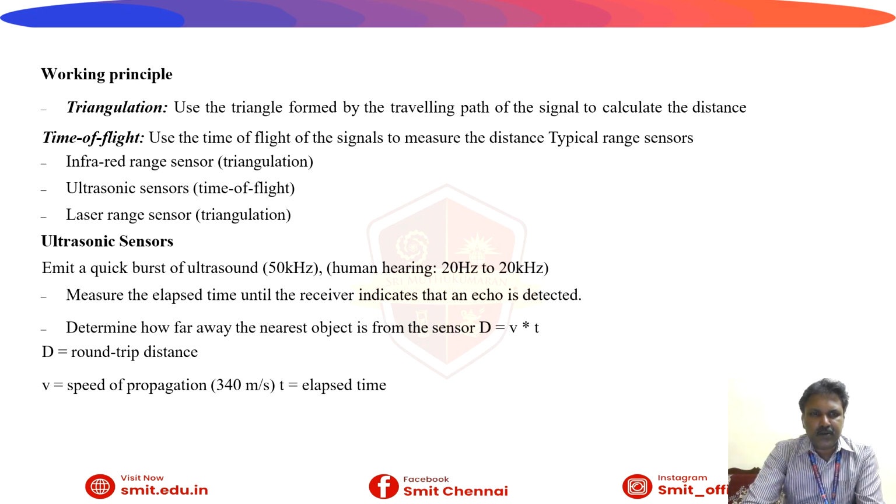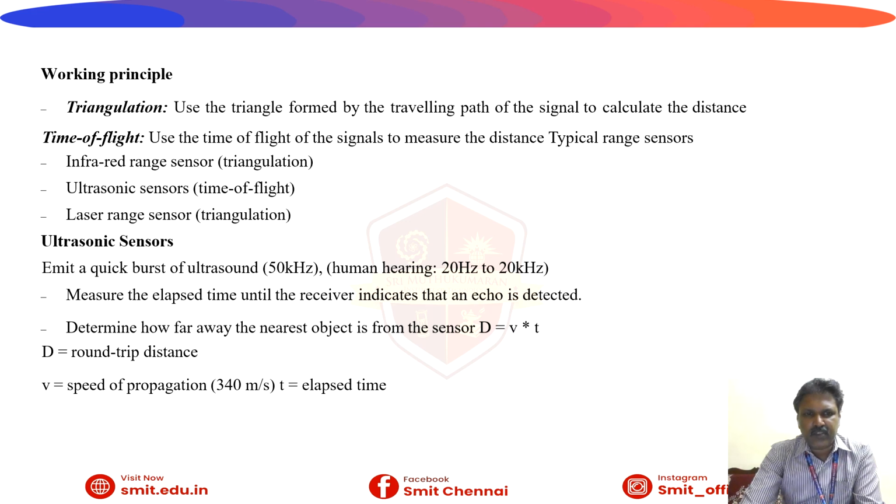Working principle: we can see the triangulation. It uses the triangle formed by the traveling path of the signal to calculate the distance. The time of flight uses the time of flight of the signals to measure the distance. Typical range sensors: infrared range sensor, triangulation; ultrasonic sensors, time of flight; laser range sensor, triangulation.